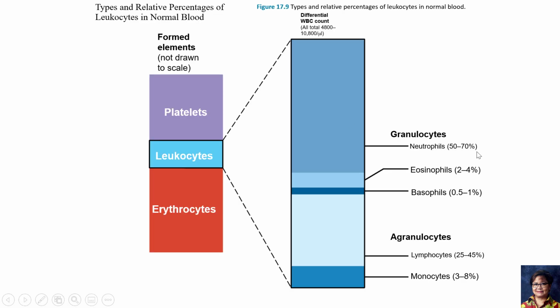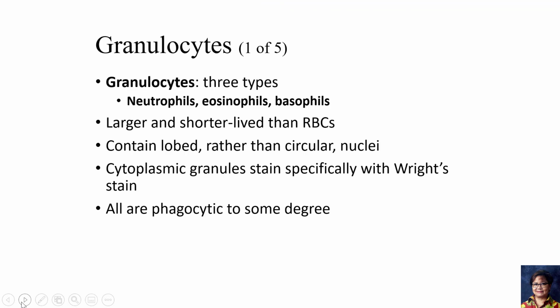So you could see here, your neutrophil accounts for about 50 to 70% of the white blood cell population. Your eosinophil has an average of about 3%. There are not really that many of them. Basophil is 0.5% to about 1%. And among the agranular ones, the lymphocyte counts for about 25% to about 45%, and then the monocytes will be between 3 to 8%. So let's start with the granulars.